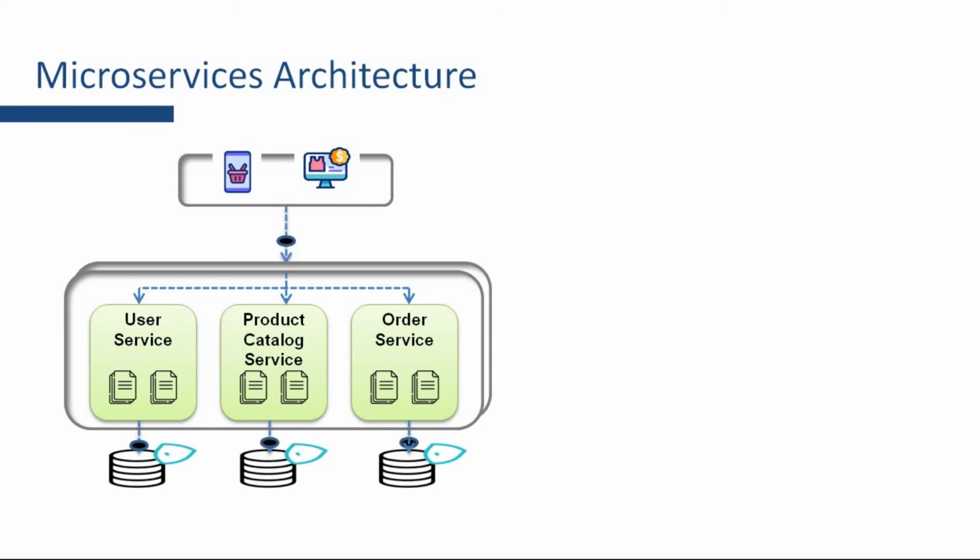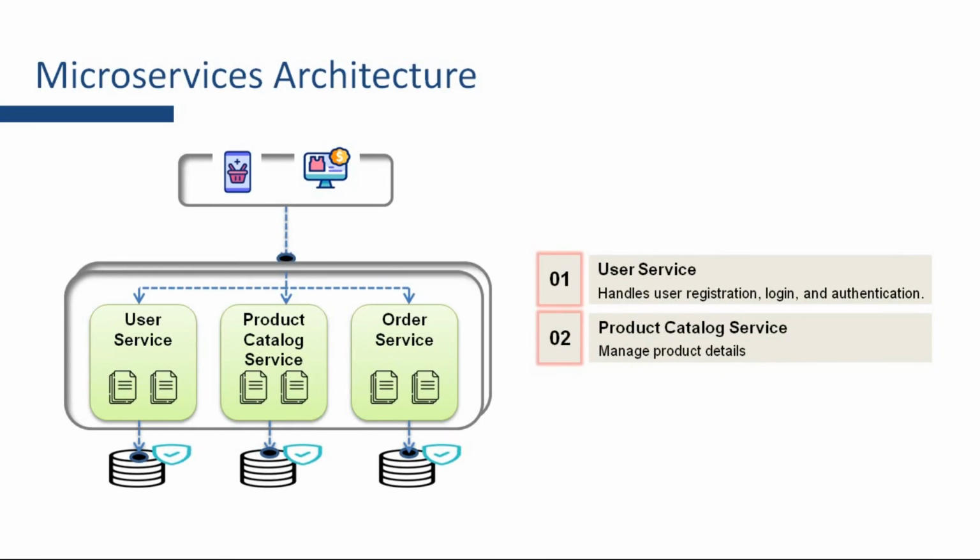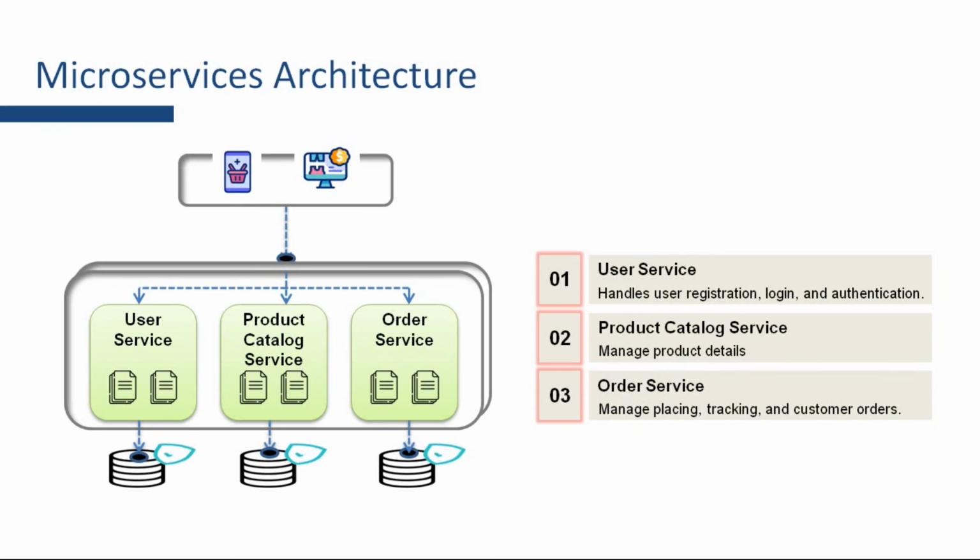These services don't function in isolation. They communicate with each other through lightweight protocols like REST APIs or messaging systems such as RabbitMQ or Kafka. Altogether, they form a distributed system that works seamlessly to deliver a complete and responsive application. This architectural style brings clear advantages over monolithic systems, making the application easier to scale, maintain, and evolve over time.